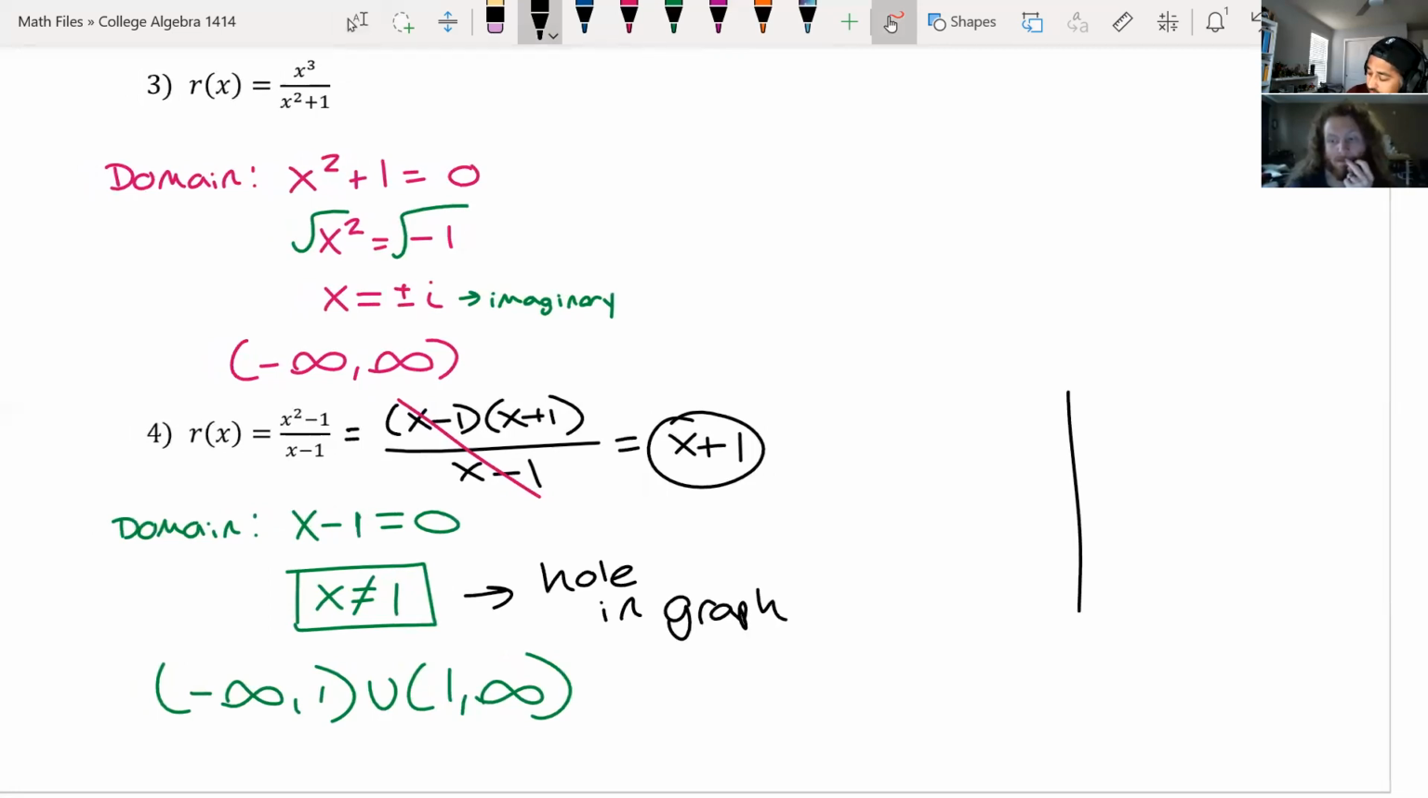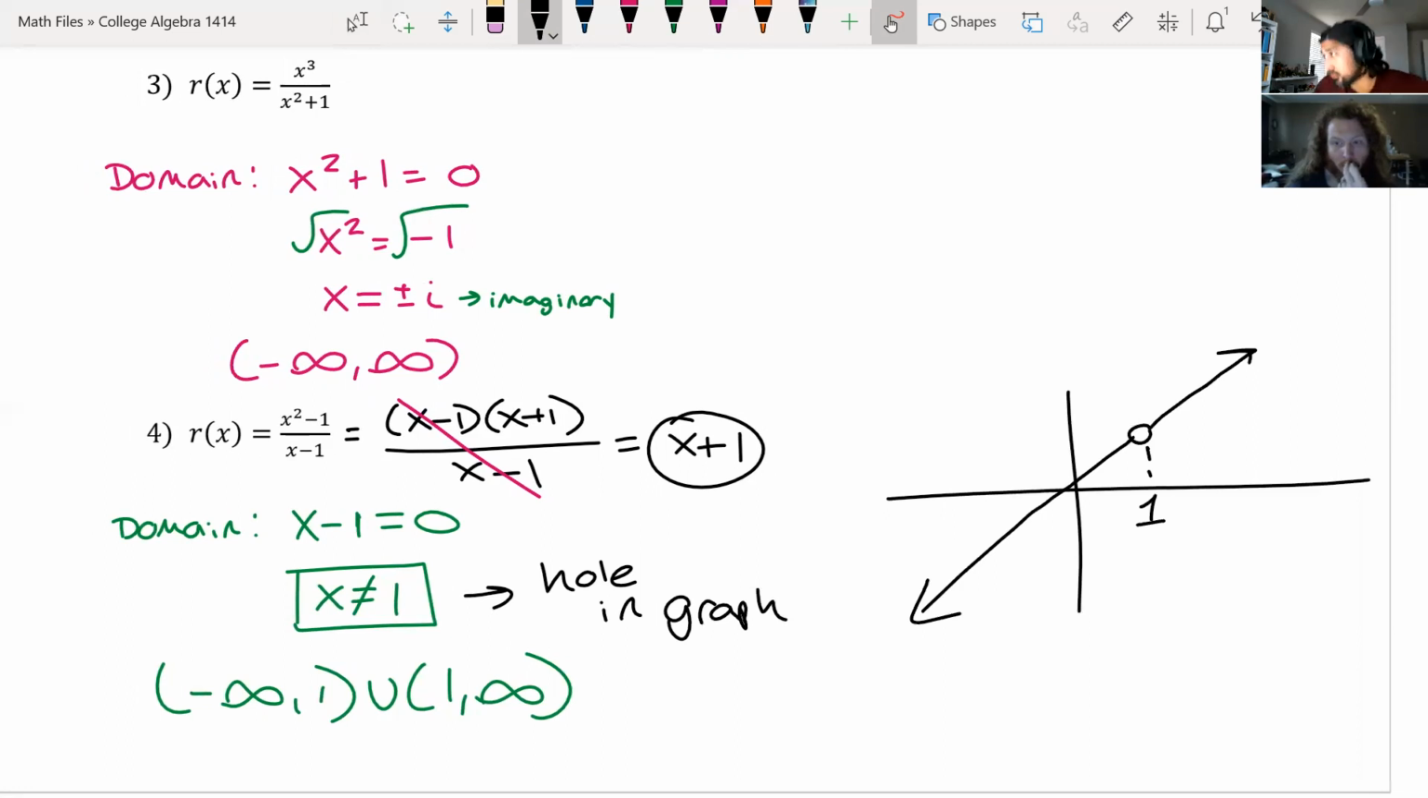So if I were to graph this function, x plus 1, it would look something like this at 1. So we cancel out a piece of the function, therefore it creates a hole in the graph, and whatever the reduced function is, it still abides by the original domain. So this means that the new reduced function of x plus 1 still cannot exist at the x value of 1.